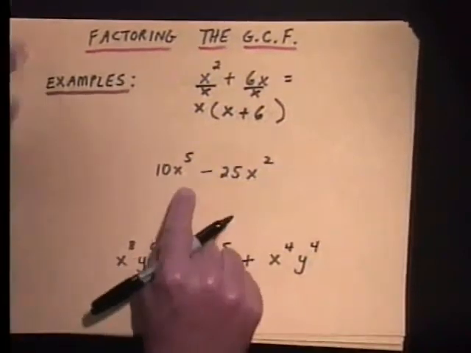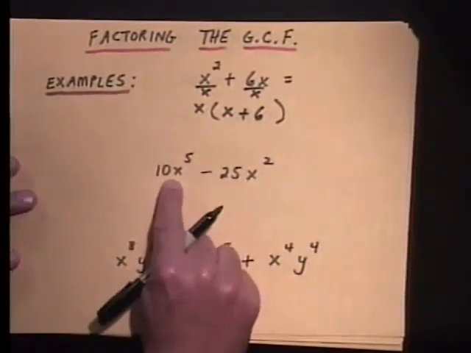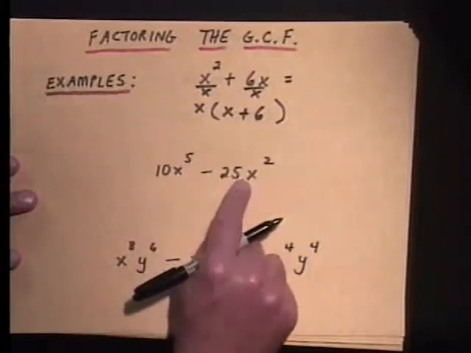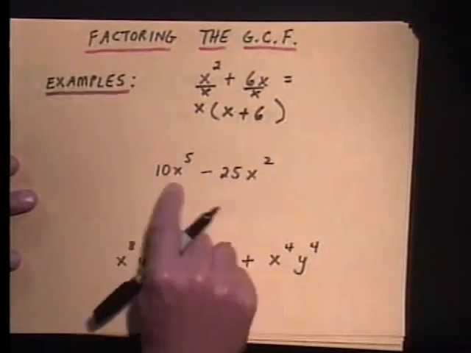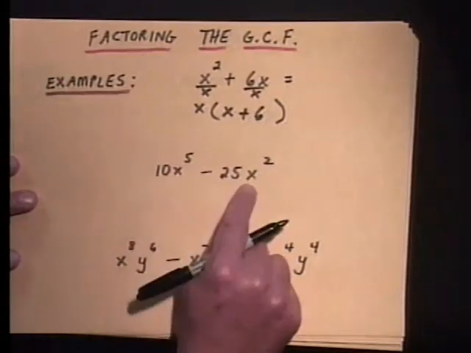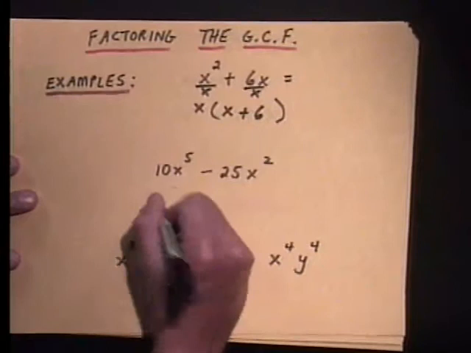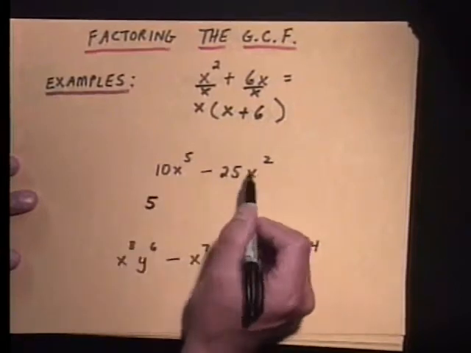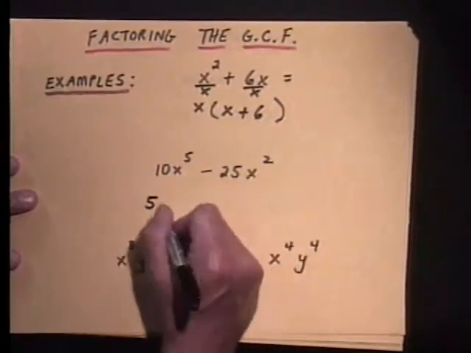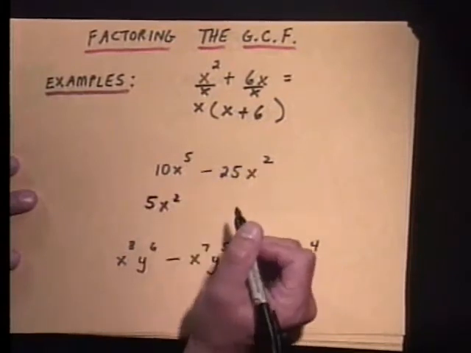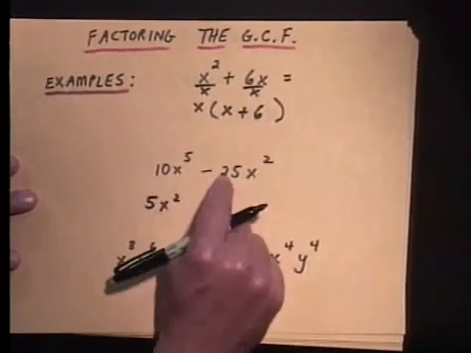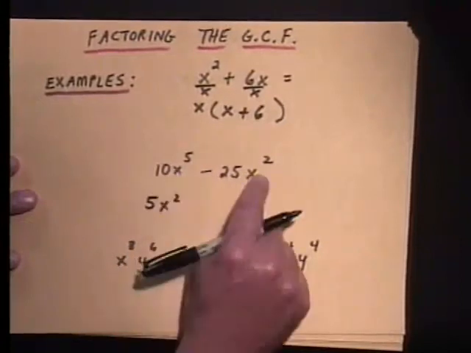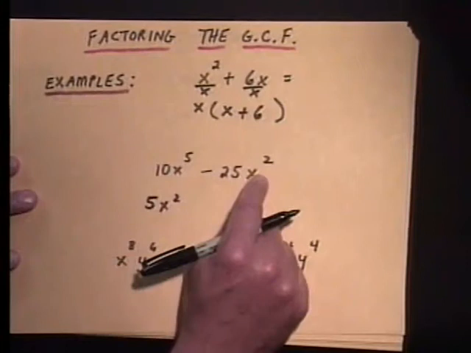All right, next example, a little bit more difficult. 10x to the fifth power minus 25x squared. All right, what can we take out of this binomial? Well, the largest number that can go into 10 and 25 is 5. The largest number of x's I can take out of either term would be an x squared. Now, sometimes people ask, why can't you take an x to the fifth out of both of these? Well, let's face it, folks, they both don't have an x to the fifth in them to take out. It's kind of like my bank account. There ain't nothing in there, you can't take it out.